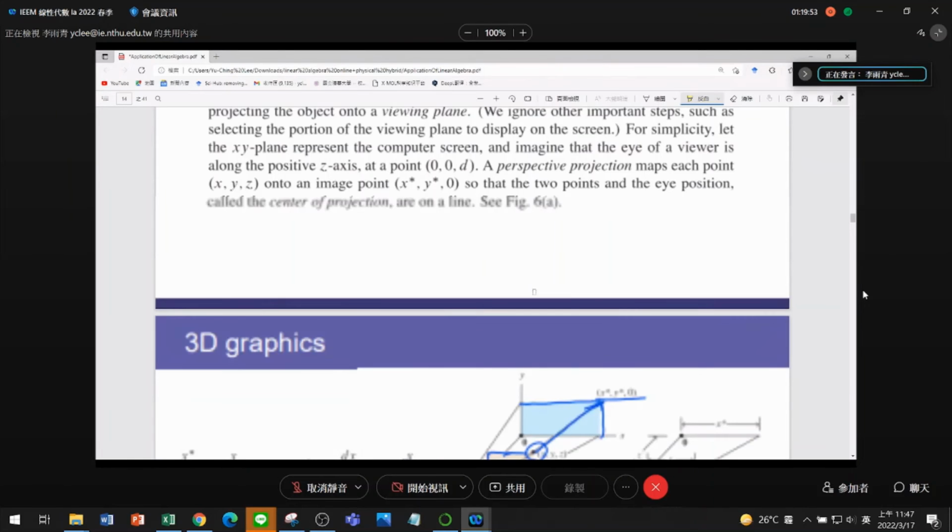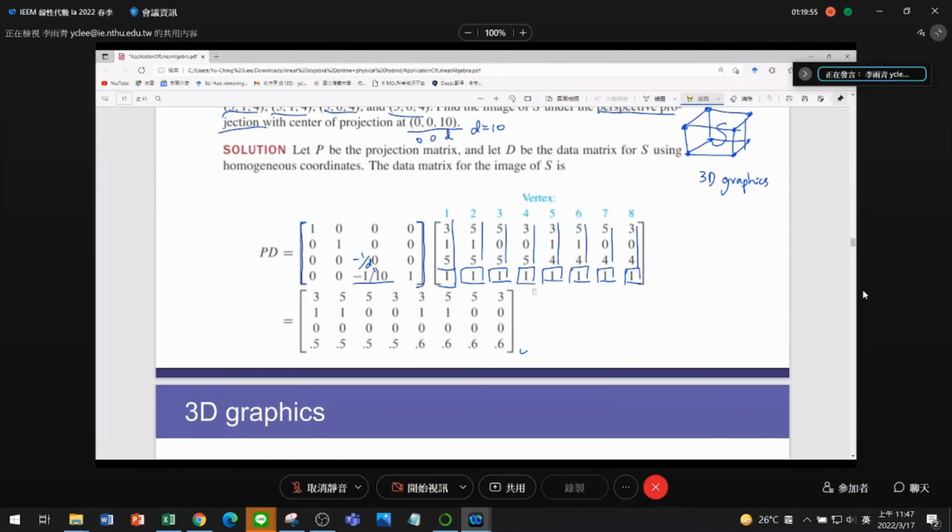So what matters are those H values. The H values are the values right here. Those are H values, and we see that they are not 1 yet. So we need to convert them into 1. So do the scaling and then make them 1.